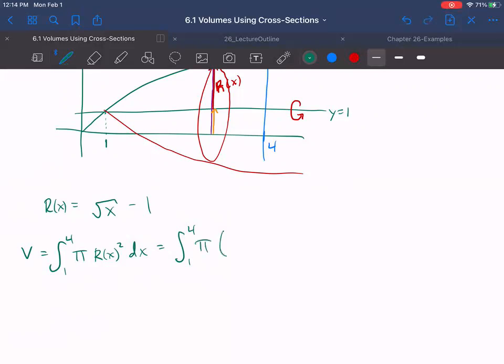What? It's written on mine. It's written here, but not there. Uh-oh. Zoom is messing up on me here.